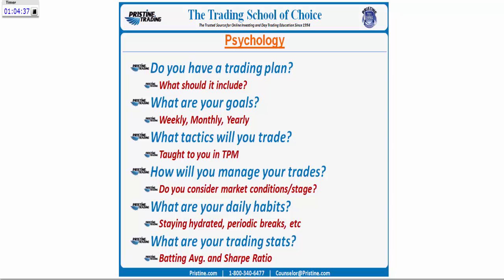And it all starts with psychology. I'm not going to go through every single one of these here, but it all starts with psychology. You have to have a plan. What should that plan include? Well, of course, it should include what patterns and strategies you're going to look for to make money, but also which ones are you going to avoid? Which ones are you going to stay away from based on you as a trader and your personality, right?